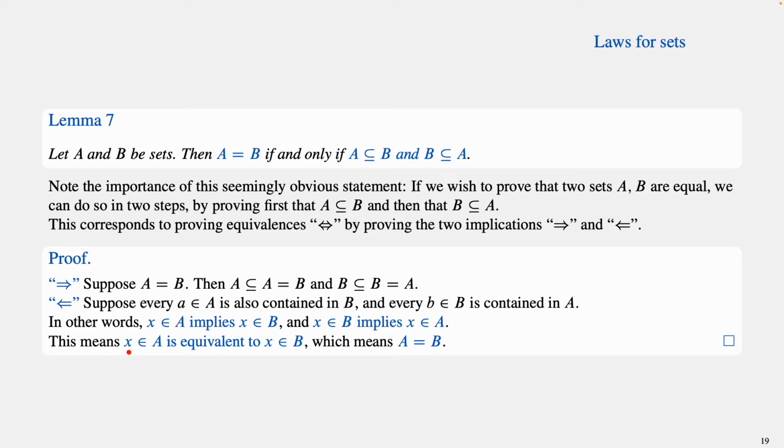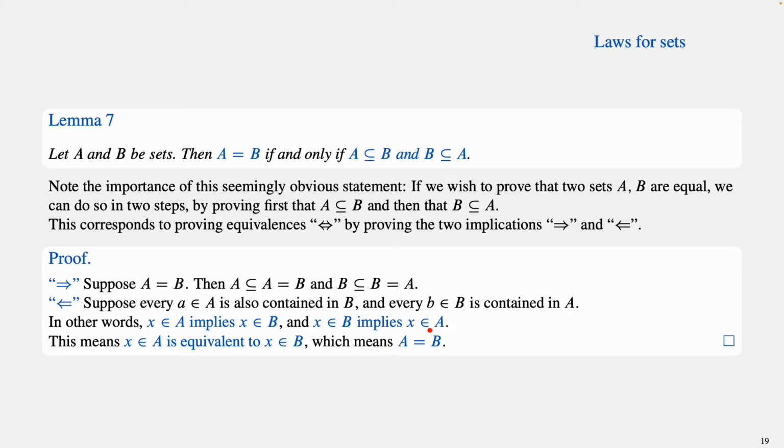But this means nothing else but X in A is equivalent to X in B, which means that A is equal to B. Okay, let's look at this again. Here we have an implication, X in A implies X in B, and here we have the implication in the reverse order, so X in B implies X in A.